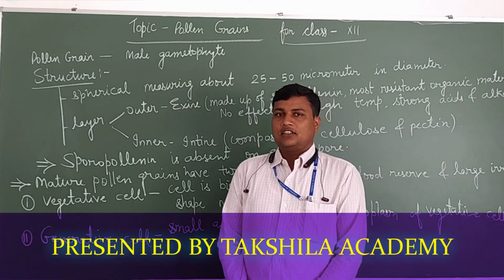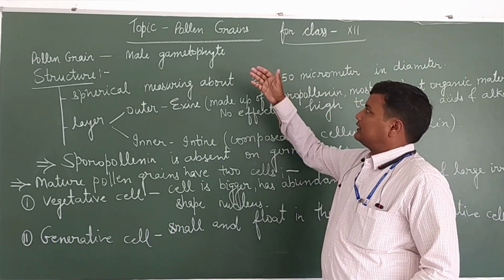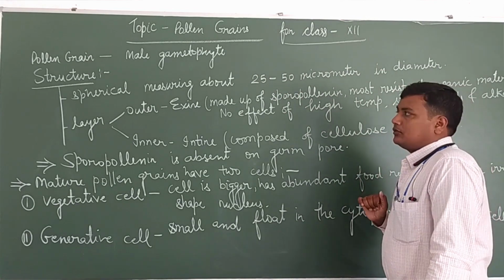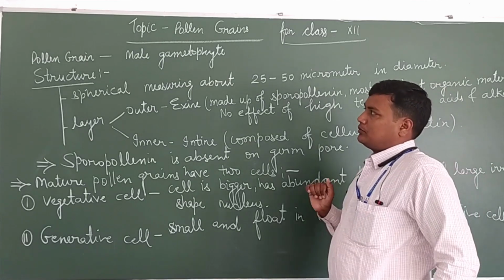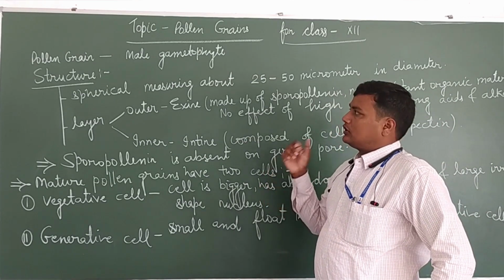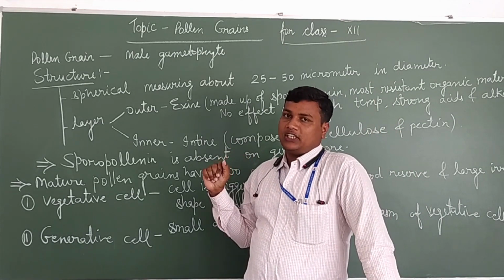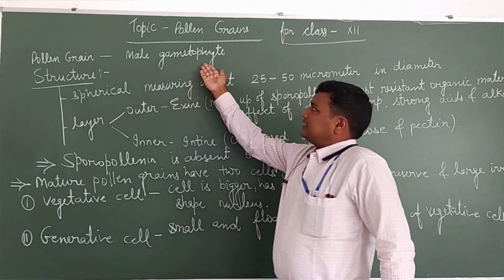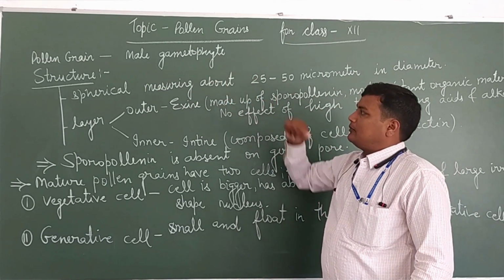Hello students. Today I am going to discuss a new topic, pollen grains, for class 12. In the last video we discussed microsporogenesis, and after microsporogenesis we got the tetrad of microspores, which are also known as pollen grains. The pollen grain is also known as the male gametophyte.